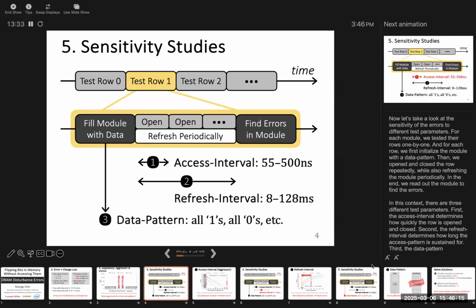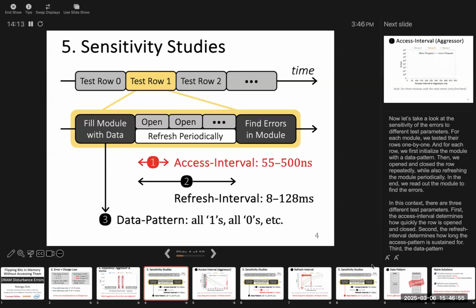And the third thing which they test is, remember they first fill the memory module with data. So what data do you write in the memory? They tested with different memory patterns. One is where they write all ones, all zeros, or the row stripe pattern, where I think all the even rows are written with ones and all the odd rows are written with zeros. And also another pattern which is the inverse of row stripe. Inverse of row stripe means you write all the even rows with zeros and all the odd rows with ones.